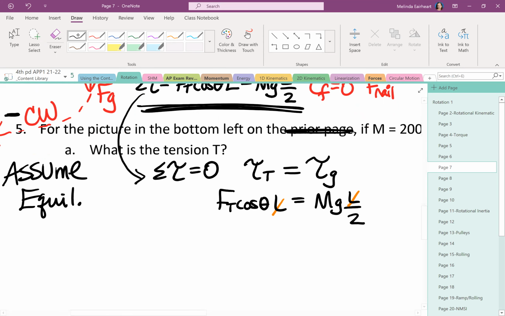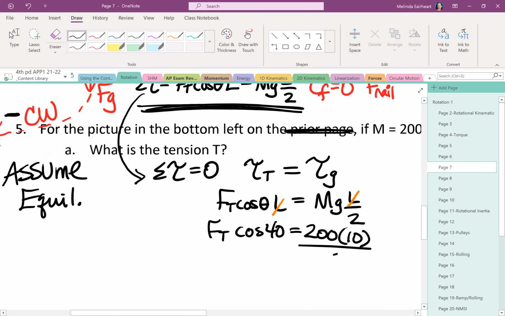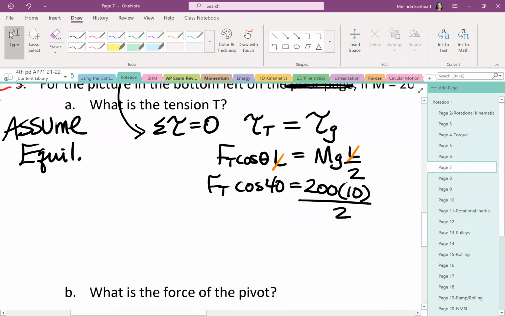And so now we can solve for tension. So plug in cosine 40 on the left. Mass is 200 times gravity, and then all over 2 there. And so, they couldn't pick a better angle, but make sure your calculator's in degree mode. Let me know what you get.